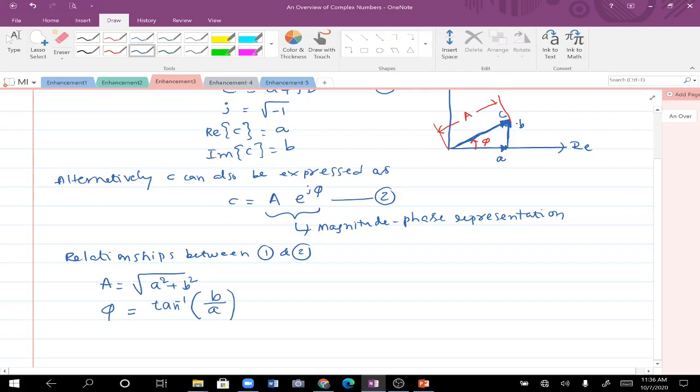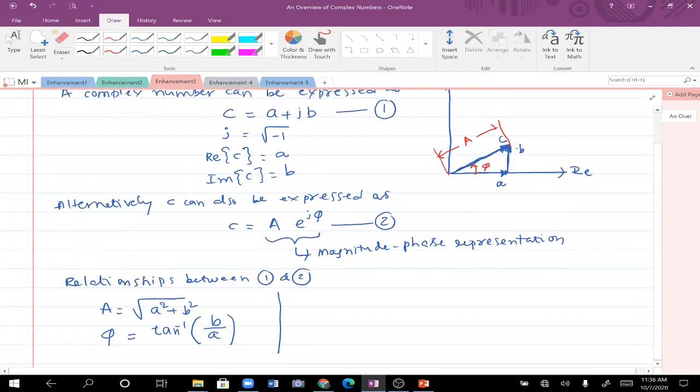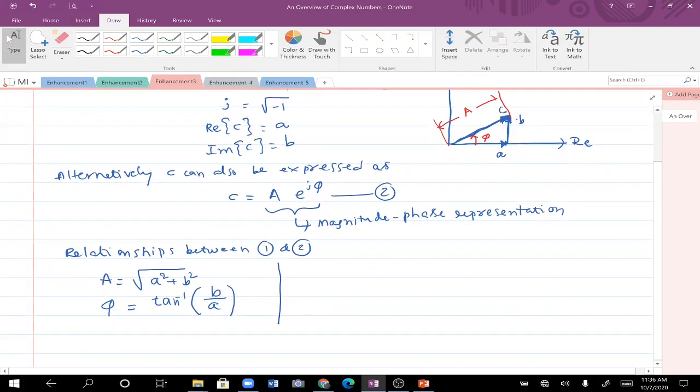Now assume that it's the other way around. You are given equation 2 and you want to write it in terms of equation 1. So in that case, what would be the value of a? You could again see from the diagram. It's equal to A cos phi, and b will be equal to A times sin phi.